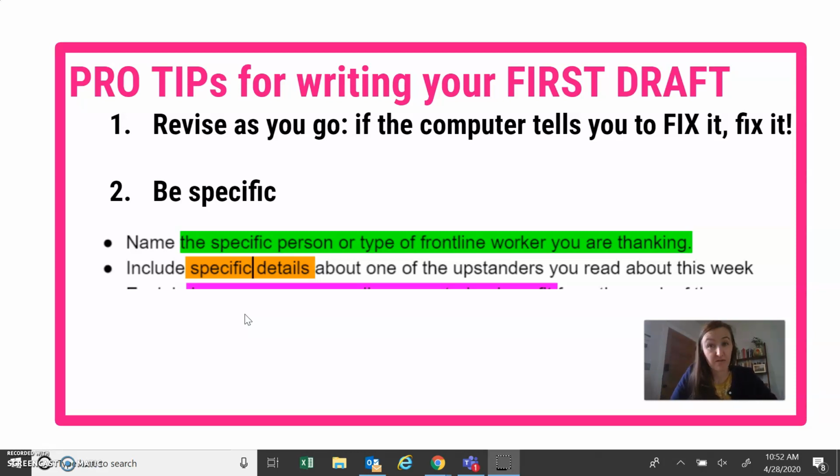If you don't know someone specifically, then you can think about a type of worker that you want to thank. For me, yesterday I went to the grocery store, and I haven't gone that often, and I just was so thankful for the people who were working there, both to keep the store safe and clean, and also just working there, having a good attitude. The woman who was helping me check out my groceries, she was so positive, she was so helpful. I don't know her personally, but I would love to write my letter thanking her specifically. And then also you want to include specific details about one of the upstanders you wrote about this week as you write your first draft so that you don't have to go back and fix all of that later.